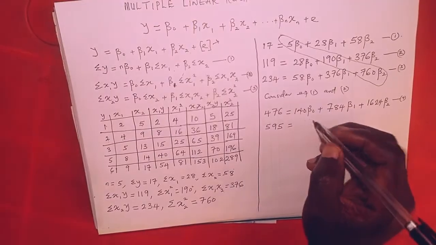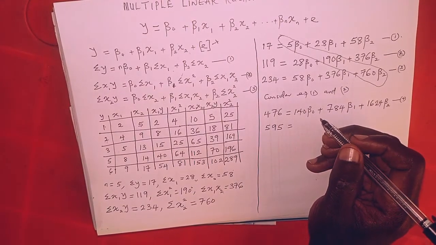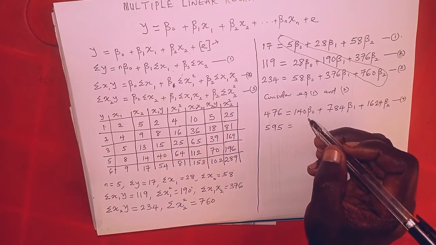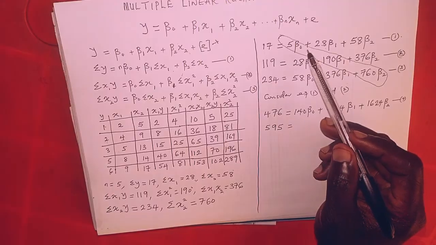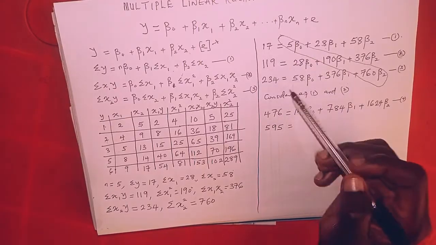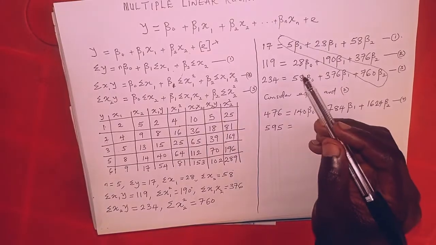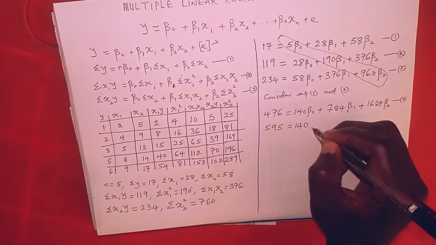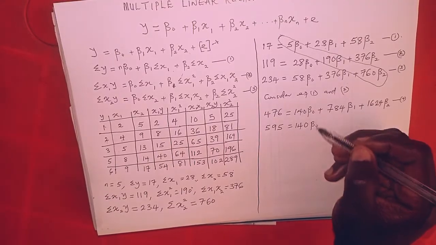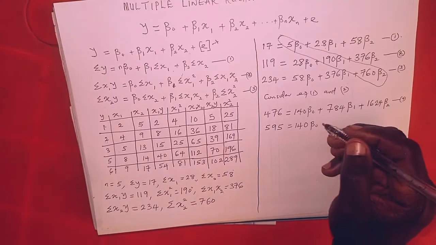595. Then 5 multiplied by, so we are using this beta naught to multiply this now. So 5 multiplied by 119 gives us 595. Now 5 multiplied by 28 will give us 140 beta naught. The coefficient of beta naught has to be the same so that it will eliminate beta naught completely.